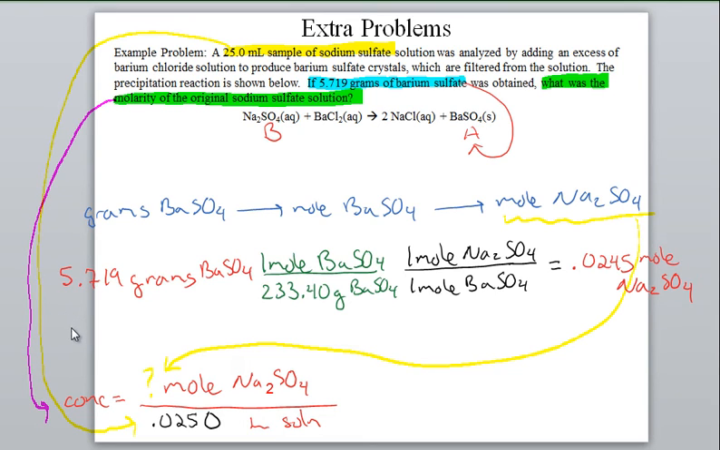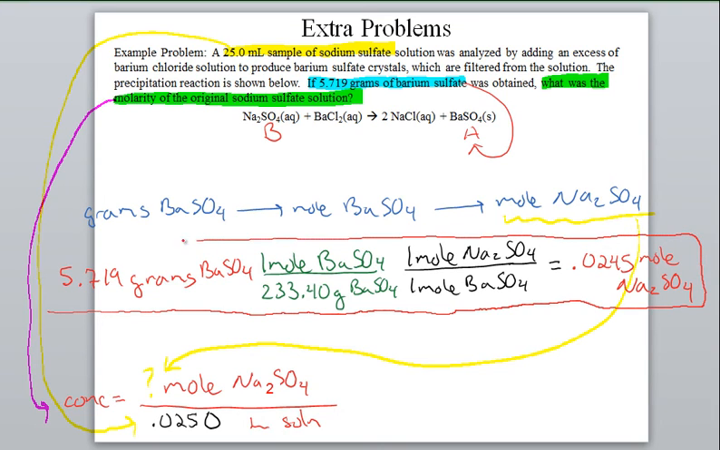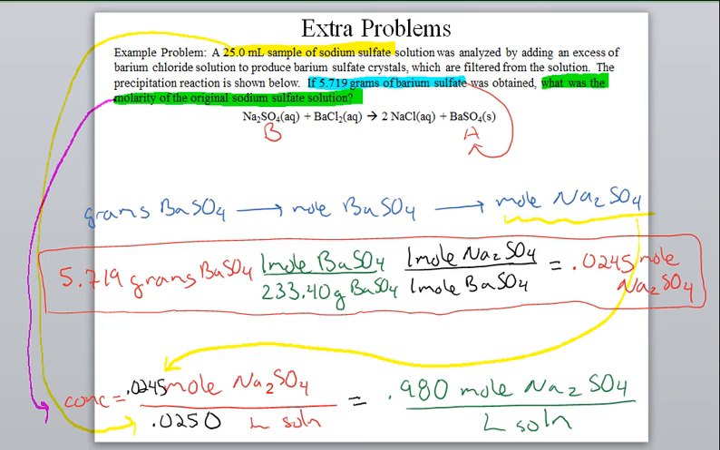So starting with 5.79 grams of precipitate, barium sulfate, using the molar mass of barium sulfate, that would tell us how many moles of barium sulfate were precipitated. Using the chemical reaction, the mole-to-mole ratio, we get how many moles of sodium sulfate were present, how many moles precipitated. So 0.0245 moles of sodium sulfate were present in the 25 milliliters. Plug that number into our concentration ratio and we can get molarity. And the molarity determined for this quantitative analysis problem is 0.980 moles of sodium sulfate per liter of solution.